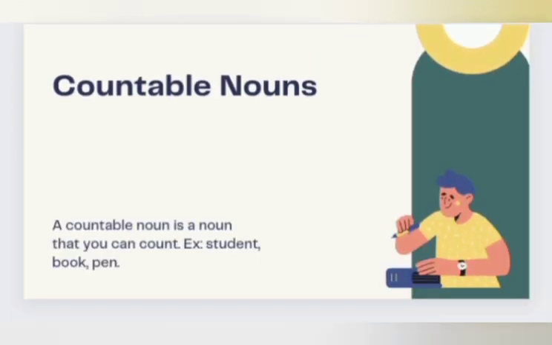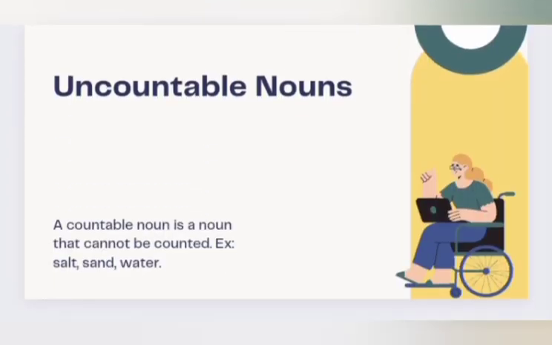Countable nouns. A countable noun is a noun that can be counted. Example: student, book, pen. Uncountable nouns. An uncountable noun is a noun that cannot be counted. Example: salt and water.